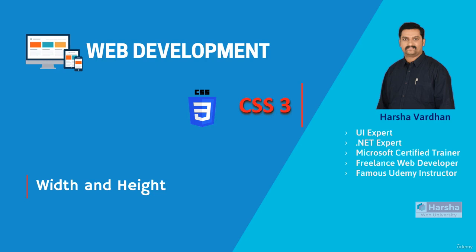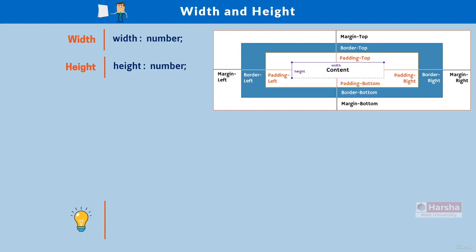The width and height properties in CSS3. So recollect the box model. In the box model, the width property specifies the width of the content of the element, and the height property specifies the height of the content of the element. So this is your content box, and in this place you can assume your actual content of a div, paragraph, span or any other HTML tag.